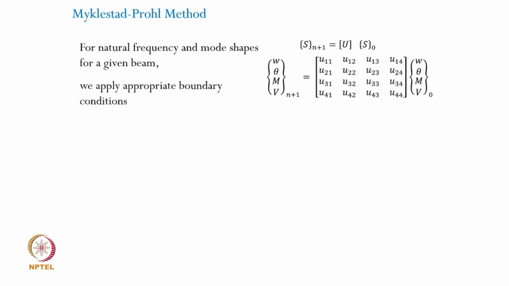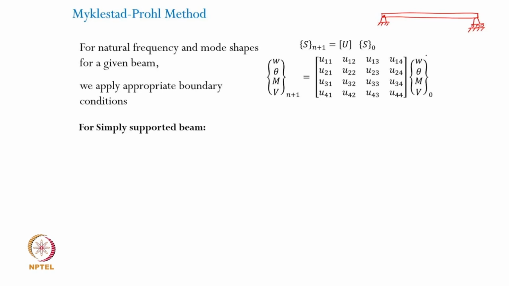Now for natural frequency and mode shapes, let's apply appropriate boundary conditions. Now let's take one example of a simply supported beam. Now for a simply supported beam, let's say this is hinged at one end, okay, and supported simply at the other side as well. What are the boundary conditions for a simply supported beam?